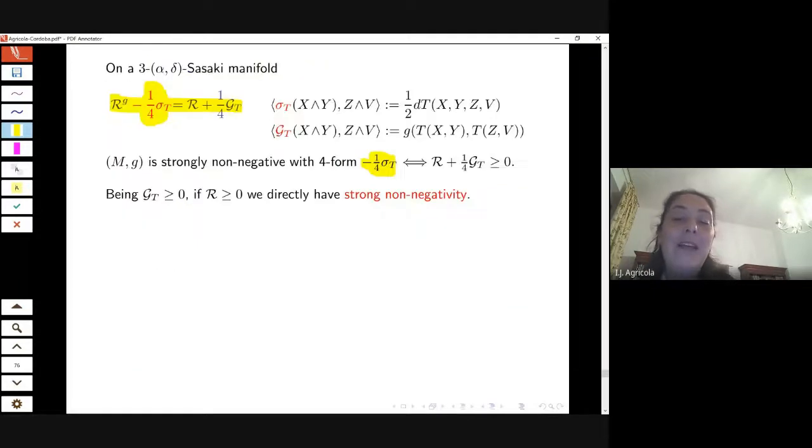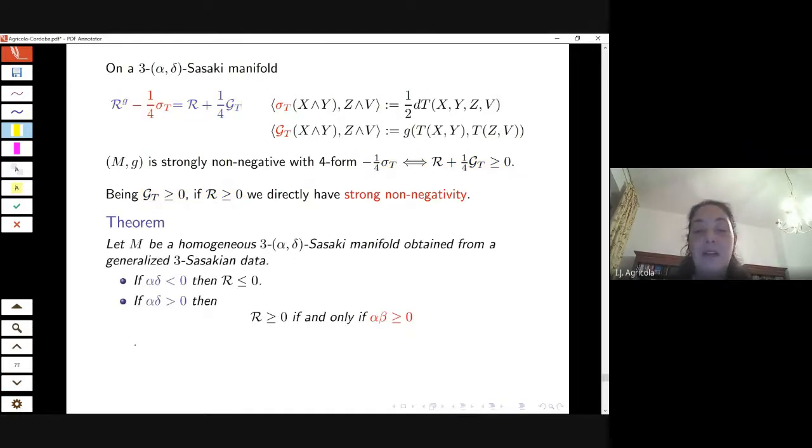But now I take the four form which comes from the geometry, the sigma t. And so it's going to be strongly non-negative with this four form if and only if this is non-negative. Now GT is always non-negative, so we have to look just at this. And we realize this is the case basically if alpha times delta is positive. If a positive phi alpha delta, R is going to be positive if and only if alpha times beta is larger or equal 0.